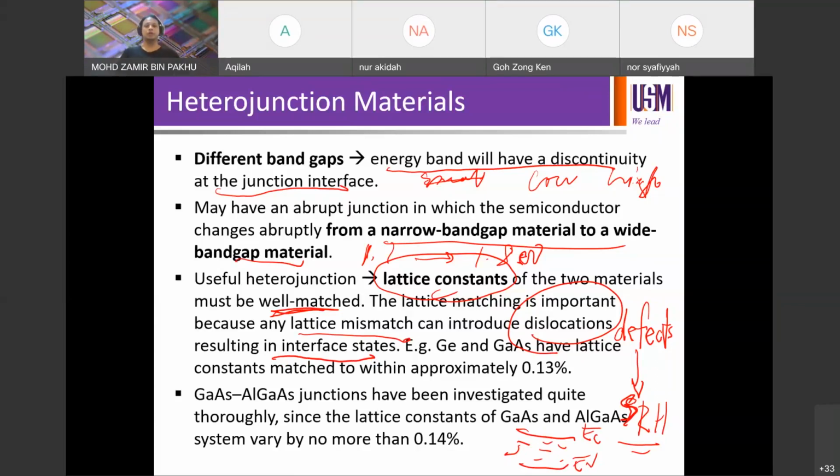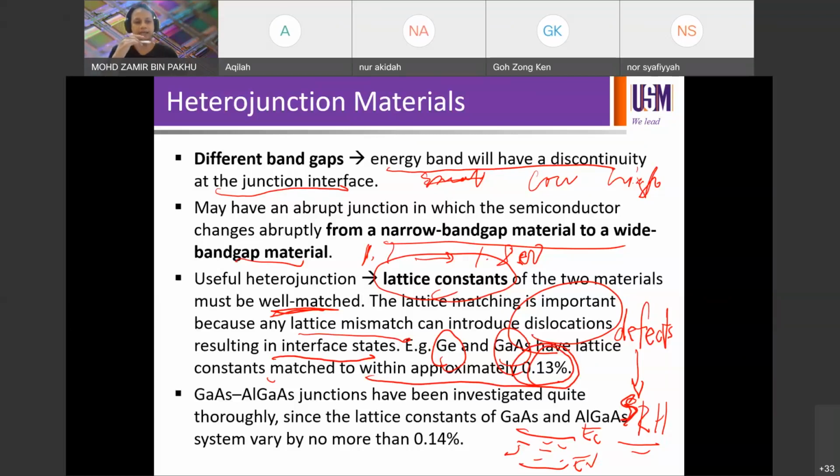For example, if we're talking about germanium and gallium arsenide, germanium is about 0.7 eV and gallium arsenide is about 1.4 eV. So we are combining 0.7 and 1.4. Then the lattice constants match. If you do the calculation, the mismatch level is within 0.31%, which is not big, right? It's just a small mismatch. Therefore, they are okay to build a heterojunction.